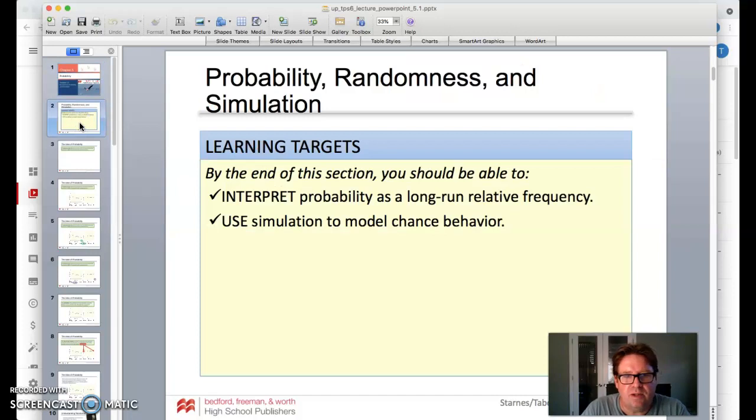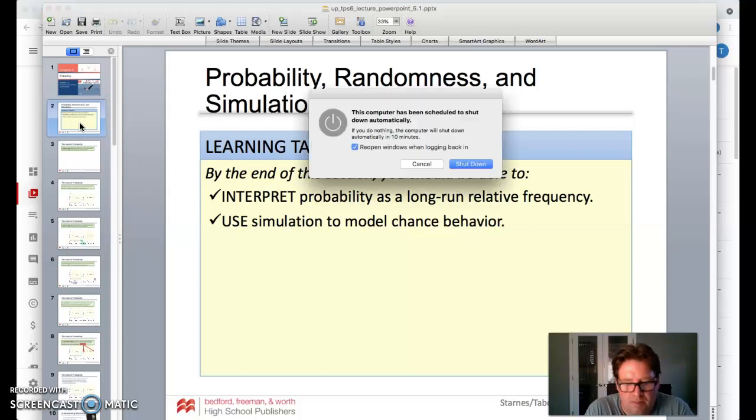Here it is, our learning targets. We want to make sure that we interpret probability as a long-run relative frequency, and we want to be able to use simulation to model chance behavior. All right, here we go.